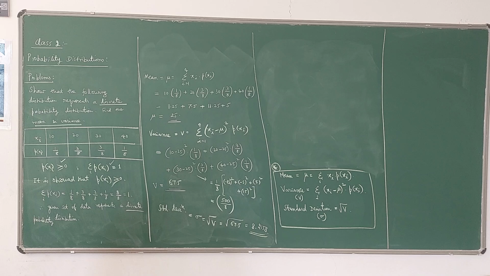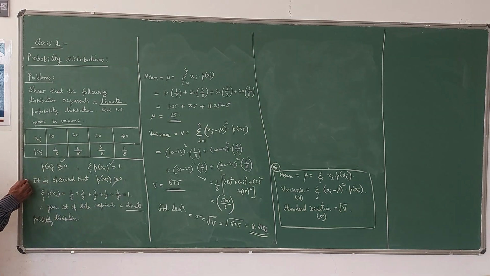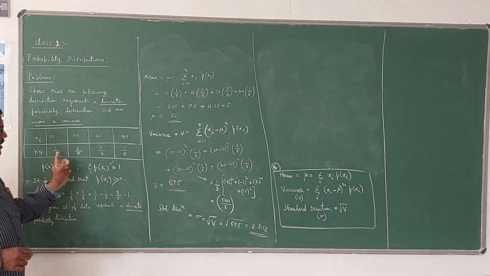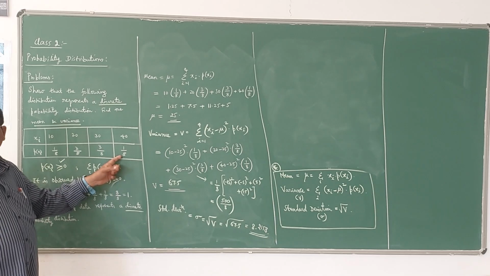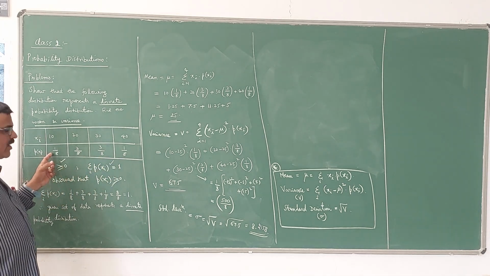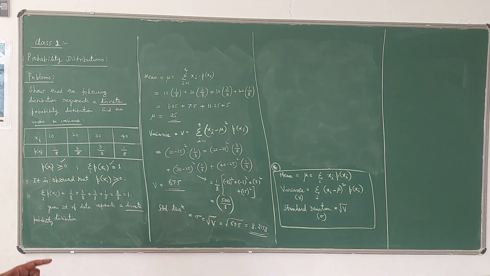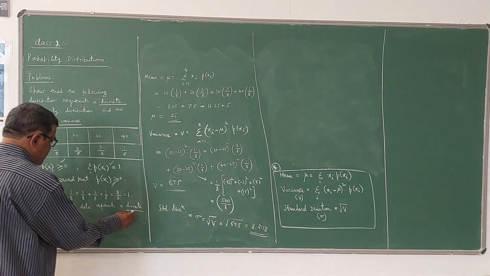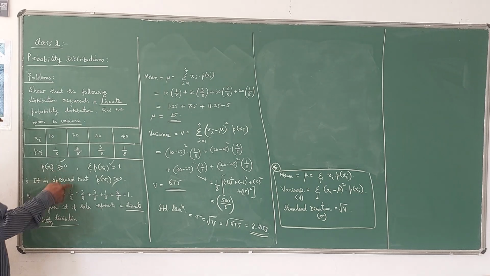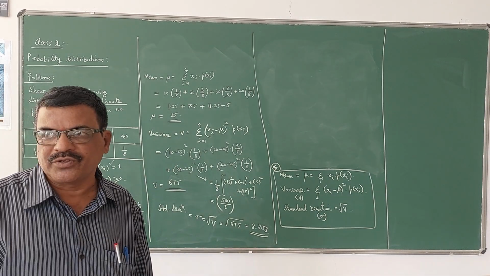First we have checked these two conditions. First condition is this. Second condition is this. All values should be greater than or equal to 0, given the px values. Second condition, if you add all the px values, you should get 1. If both are satisfied, then only it is a discrete probability distribution. If one of them is not satisfied, then it is not a discrete probability distribution.